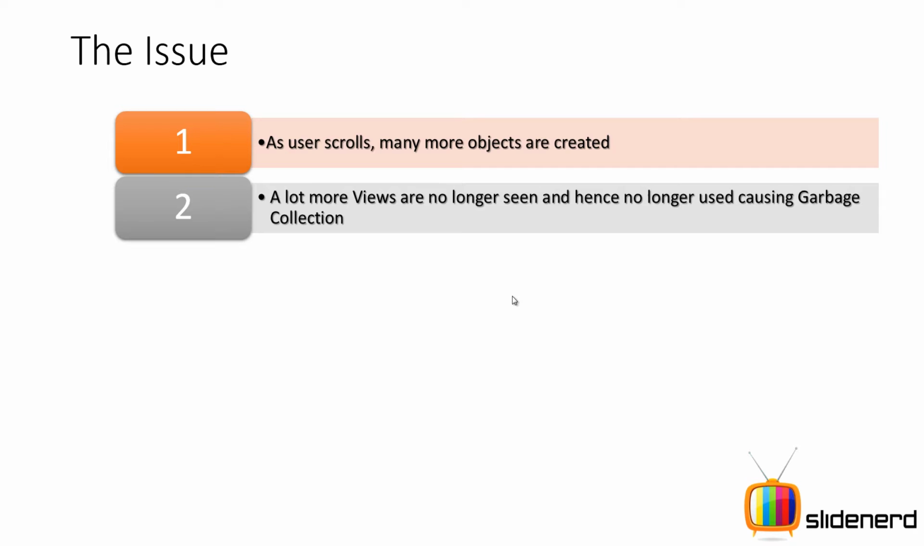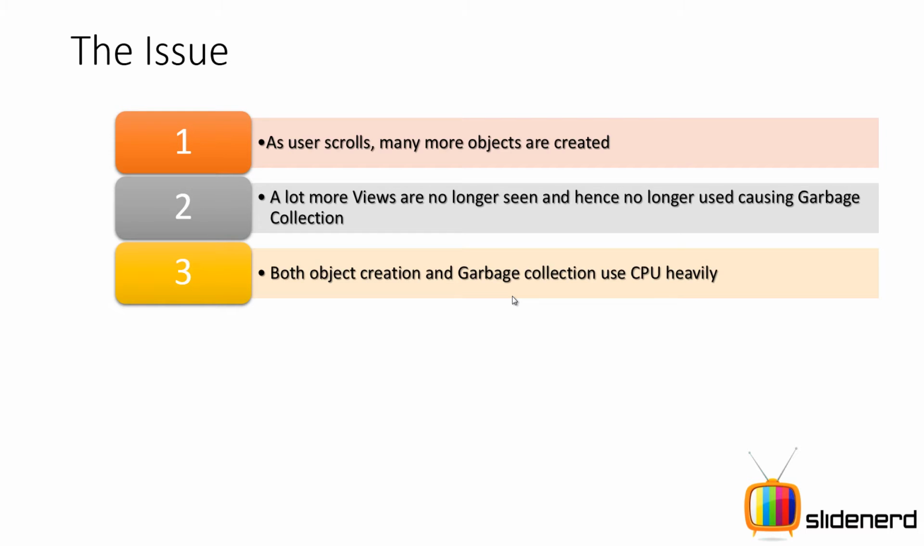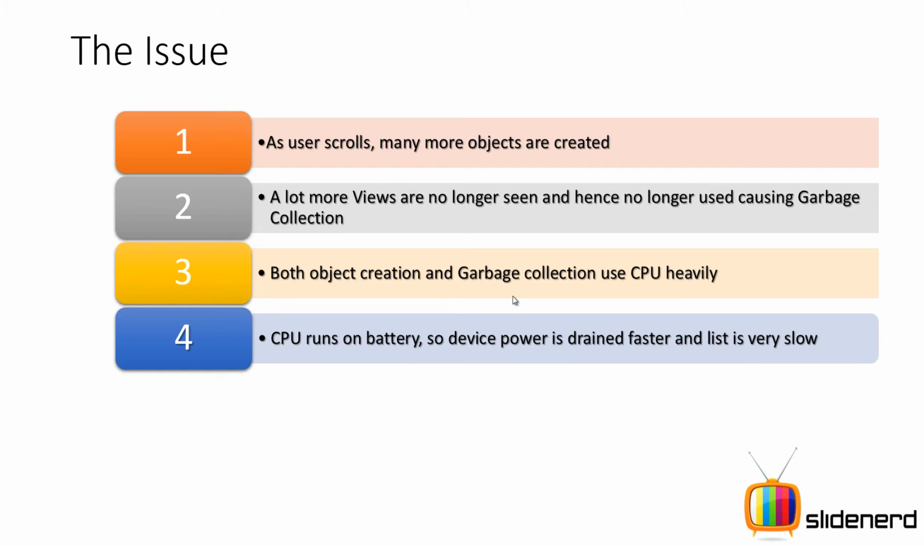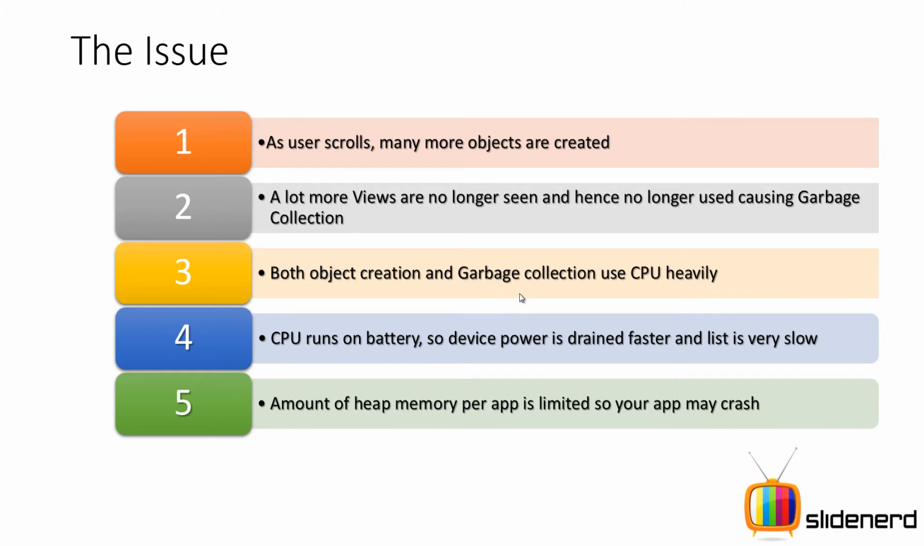That means they are being garbage collected, because this runs on Java, right? So both object creation and garbage collection use CPU heavily. CPU depends on battery, so the battery power is drained faster. And not only that, your list view is also very slow, right? As you guys saw, I showed you exactly why the list view was so slow there. And last but not the least, remember, the amount of heap memory available per app is limited, so you have to make sure that you use within the limit, otherwise your app crashes.